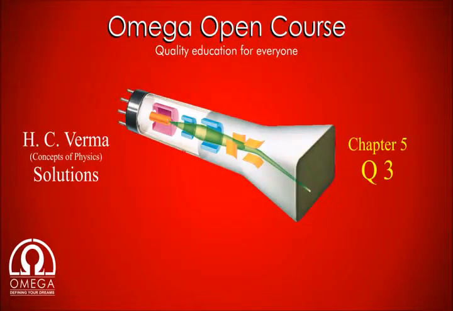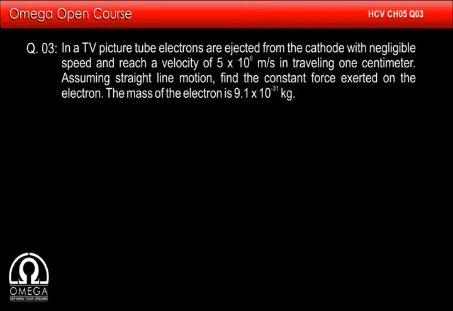H.C. Verma, Chapter 5, Question number 3. In a TV picture tube, electrons are ejected from the cathode with negligible speed and reach a velocity of 5 into 10 to the power 6 meters per second in traveling 1 centimeter. Assuming straight line motion, find the constant force exerted on the electron.